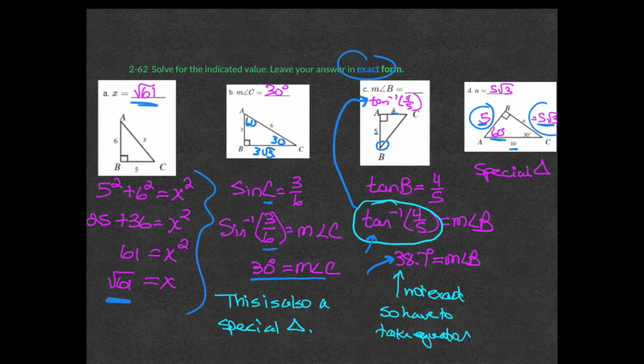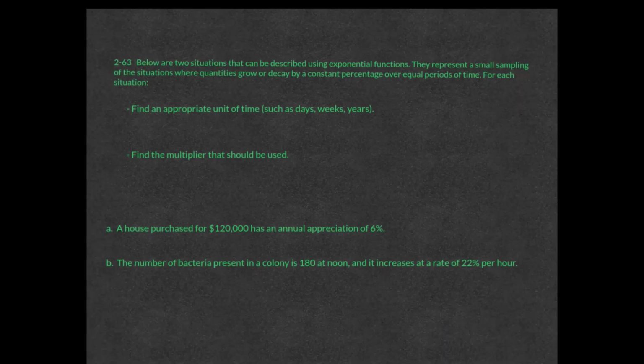And that ends 2-62. Okay, on 2-63, it says below are two situations that can be described using exponential functions. They represent a small sampling of the situations where quantities grow or decay by a constant percentage over equal periods of time. For each situation, let's find an appropriate unit of time and find a multiplier and identify the initial value, then write an equation.